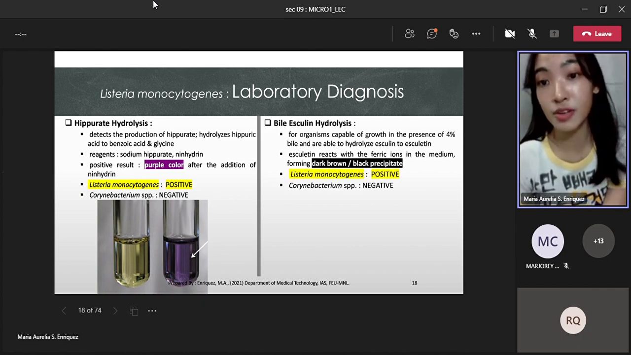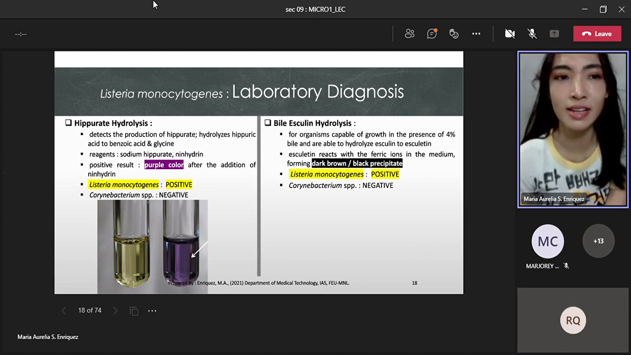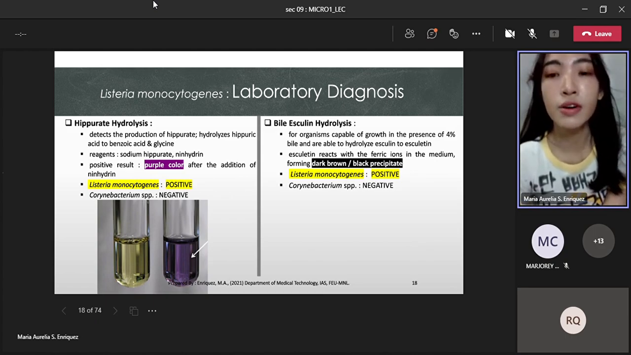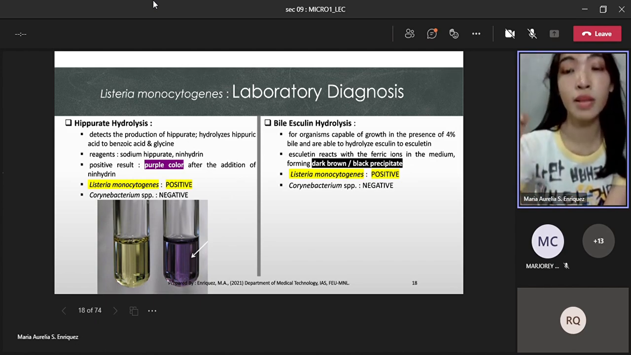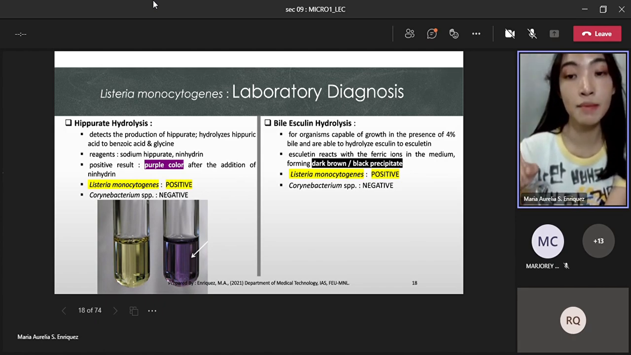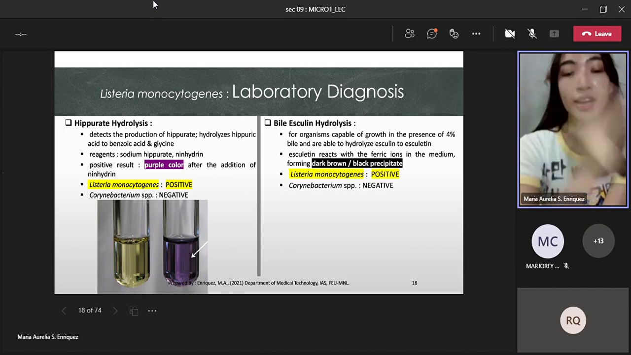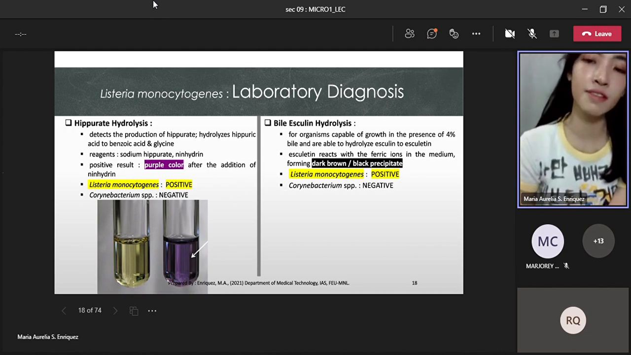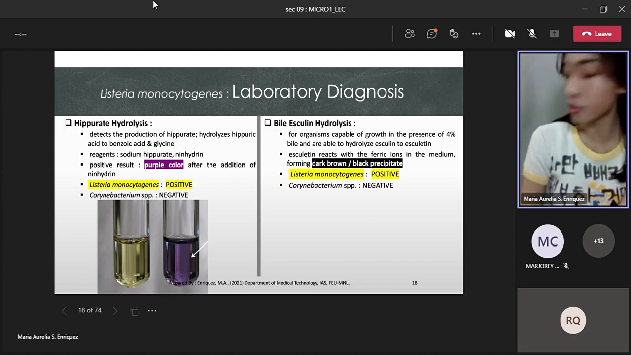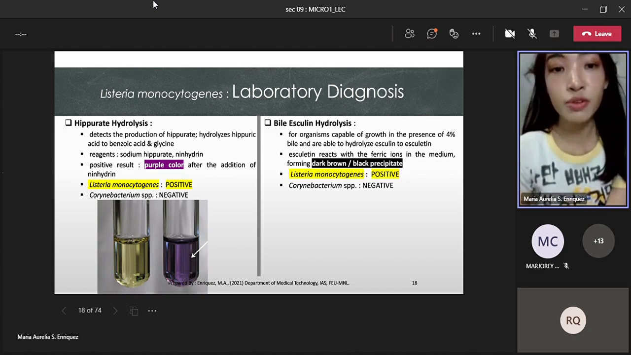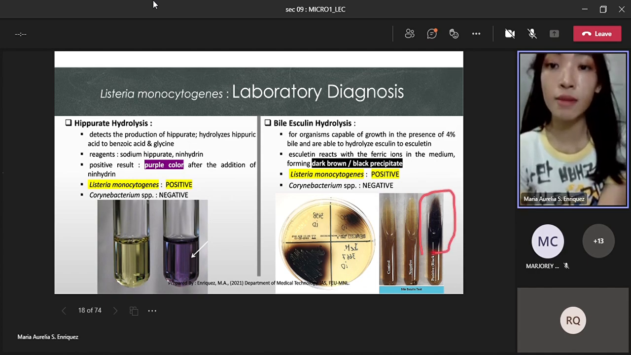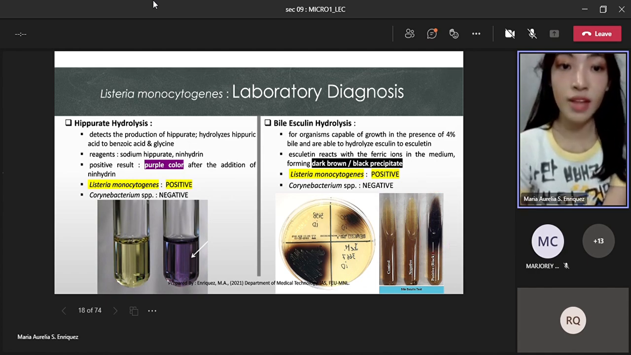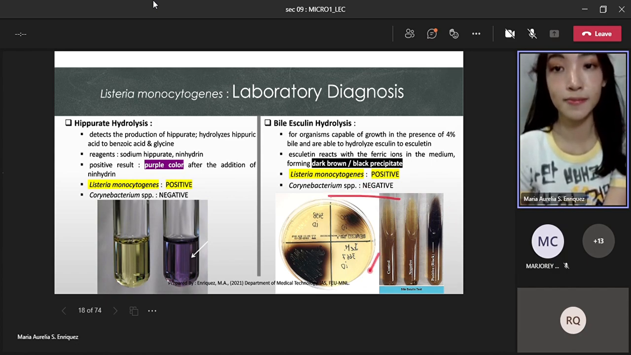Next is the bile esculin hydrolysis. So nabanggit na rin po natin to kanina, di ba, on chapter 15. So if the bacteria is capable of growing in the presence of increased salt concentration plus 4% bile, and it is able to hydrolyze esculin to esculetin, ayan po, the esculetin will then react with the ferric ions that are present in the culture media. Okay, so this would form dark brown or black precipitates, as we can see here in these examples. So again, magpa-positive po dito ang Listeria monocytogenes, pero negative po ang Corynebacterium species.